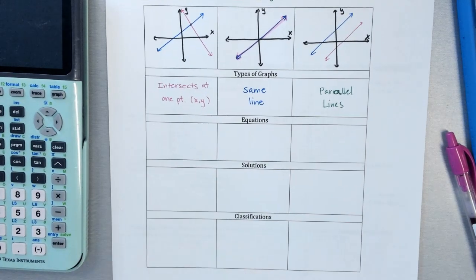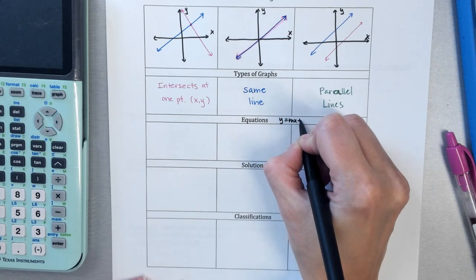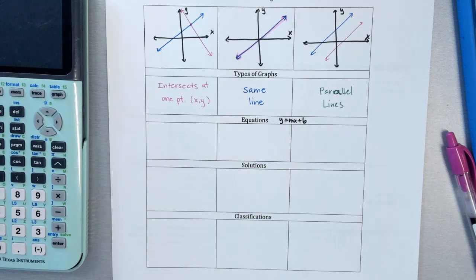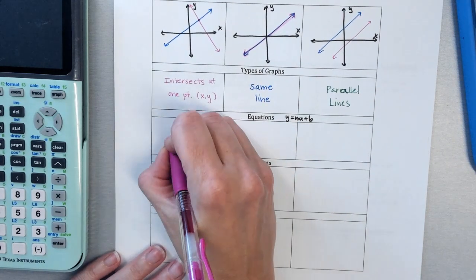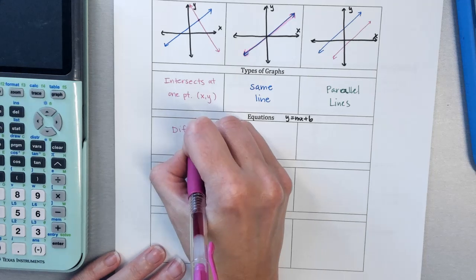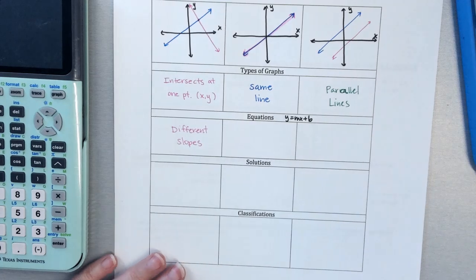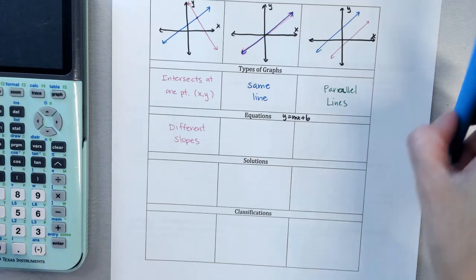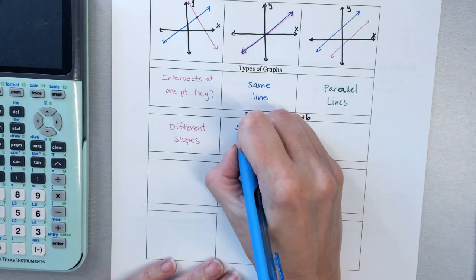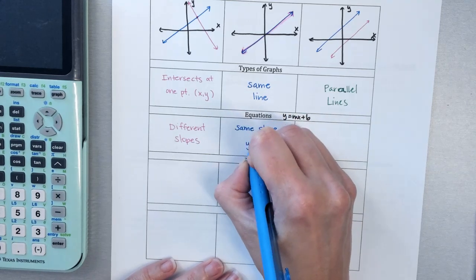Okay, now when you have your equations, we know that we want them in the form y equals mx plus b. If they intersect at one point, we know that the slopes are different. So you're going to have different slopes. If it's the same line though, then you're going to have the same slope and you're also going to have the same what? Yep, same slope and y-intercept.